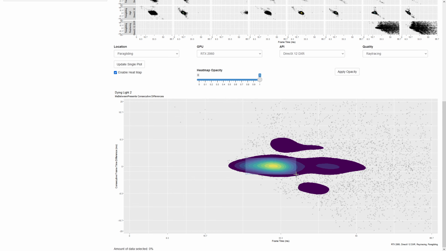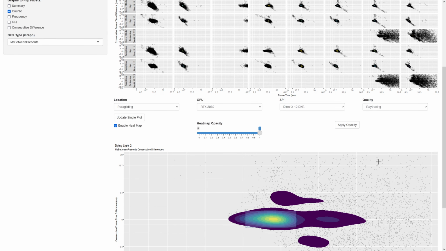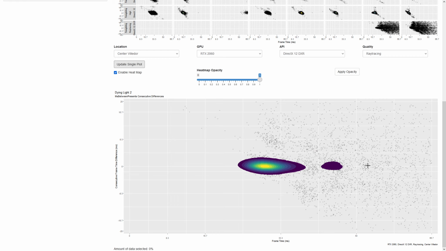Oh yeah, that's right. They're doing that because if it has to redraw the graph, it loses that. So now we're at about 25% when we have that as a guide. So all the rest of this is 75% of the data. What that means is for ray tracing with the 2060, the experience was terrible because there's a lot of stutter there. And if we look at the other ones, Cinder Villador, it's not better. Old Villador, for whatever reason, was fine with ray tracing.